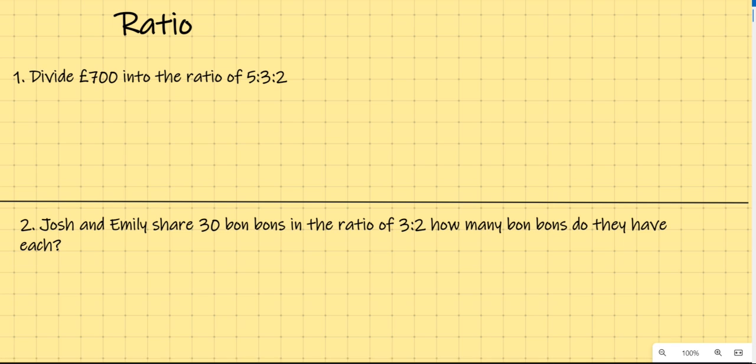So if we're dividing £700 into the ratio of 5 to 3 to 2, the first thing I need to do is add these numbers up. So that comes to 10, which means I have got 10 portions altogether. Ratio's all about sharing. So what I always do to remind me is write a little box and separate that into 10 parts.